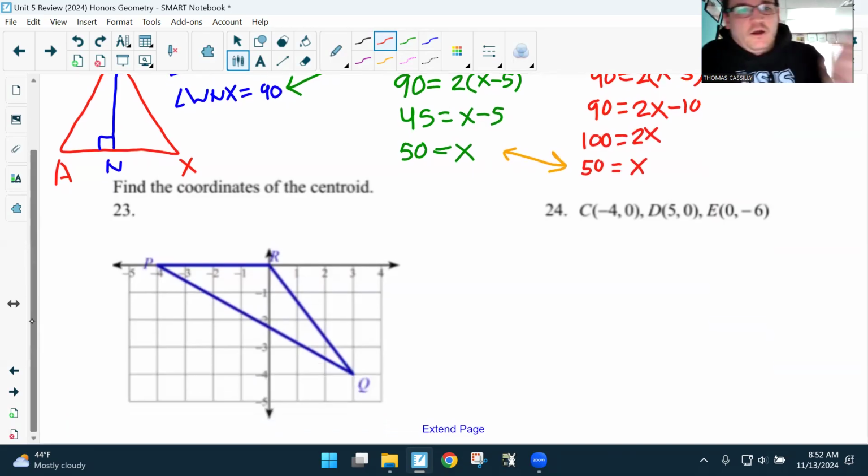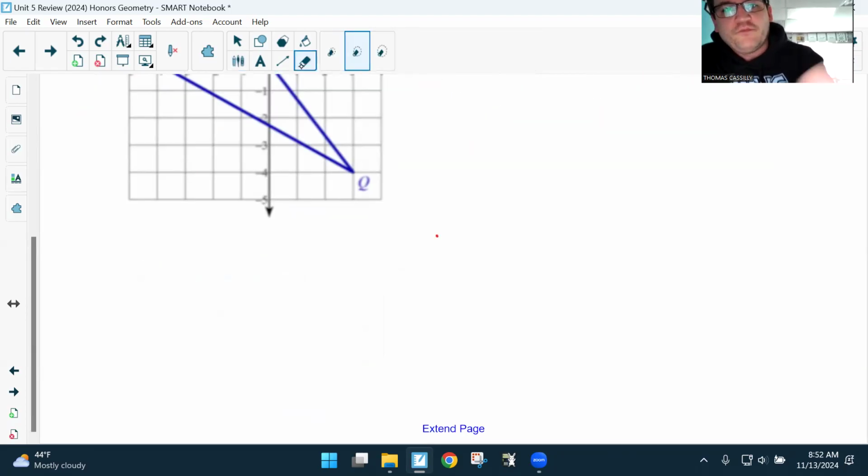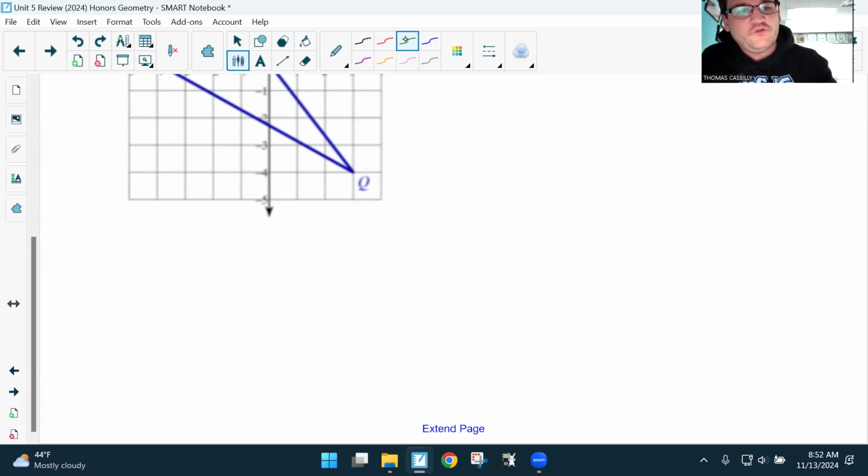All right. Find the coordinates of the centroid. So remember, the centroid is where the medians intersect. And we had a nice little formula for this one. The centroid, it was kind of like the midpoint. The midpoint was the average of the x's. The centroid is the average of all 3 points.